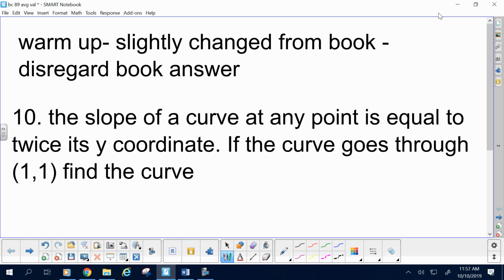Make something important out of that sentence. The slope is equal to twice its x-coordinate. What do you make out of that? dy/dx equals 2y. I also hope that you recognize that differential equation as something really famous so you don't have to do all the integration. What is it?